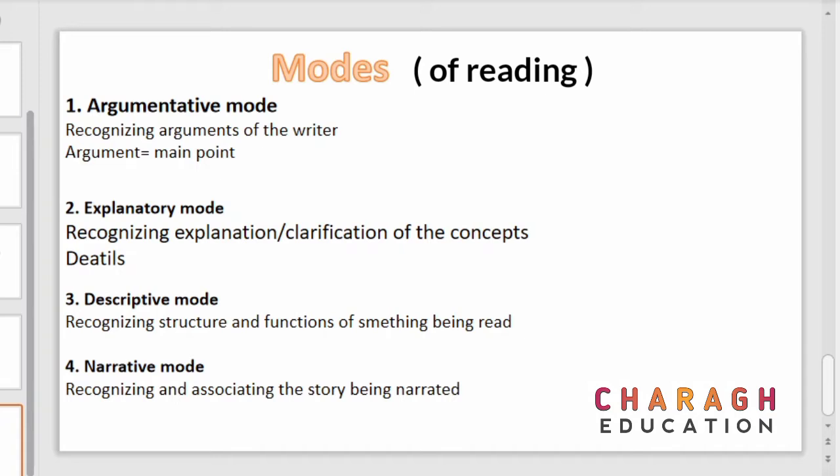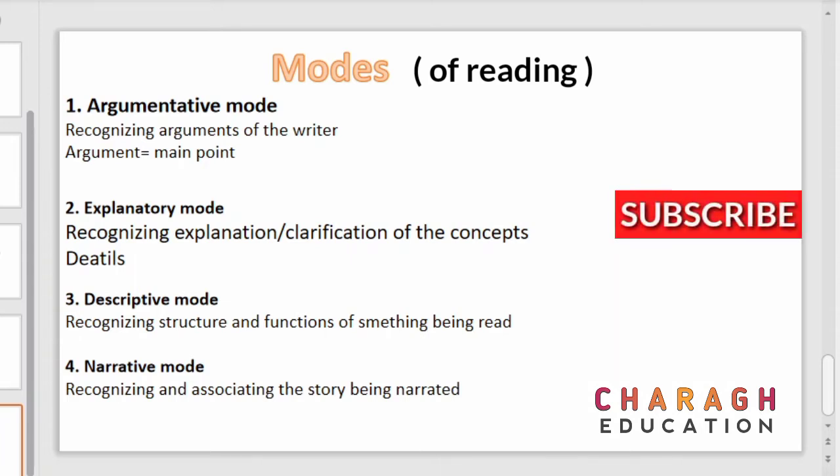In a descriptive mood, you want to know the structure or function of something. Suppose you want to know about an organization, or about a plant or animal, so we read in a descriptive way. Describe the structure and function of a plant or animal or organism. So this is a descriptive mode of study, a descriptive mode of reading.